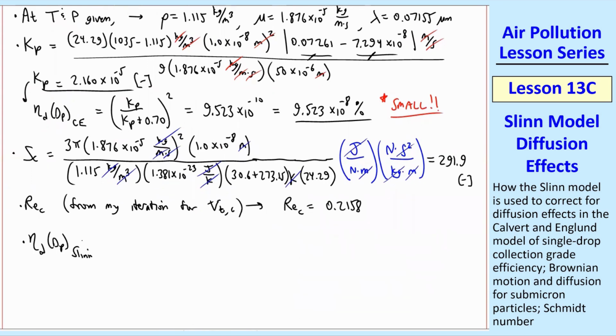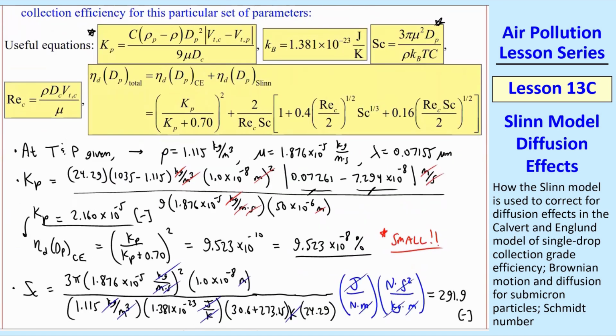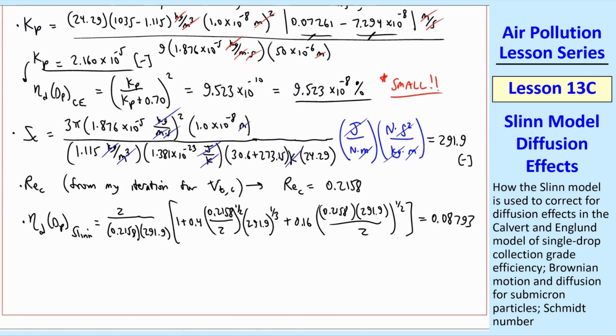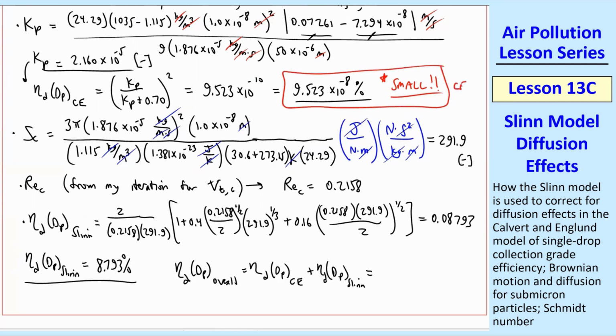Then we calculate A to D using Slinn. That's from this part of the equation, and you just plug in the Reynolds number, the Schmidt number, etc. There's no units in any of these numbers, and I get 0.08793. So A to D for Slinn ends up being 8.793%. Then we simply add up the value for CE and the value for Slinn.